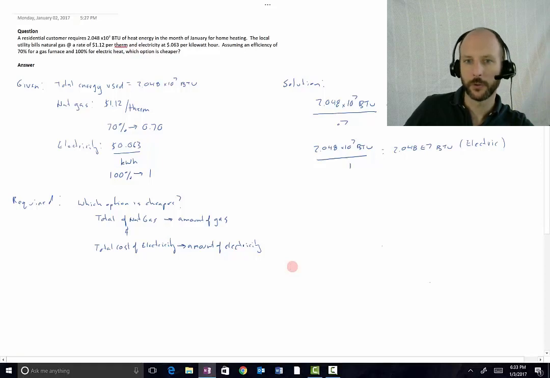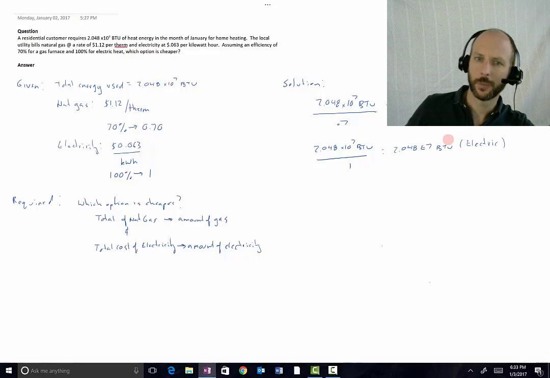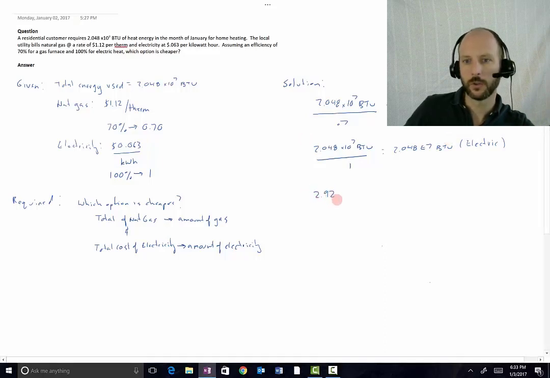So now what we have to do is figure out how much those two options cost, because we know the total BTUs of natural gas energy required and we know the total BTUs of electric energy required, but that's not what our pricing information was given in. So instead what we need to do is convert over. There's a couple ways to do this. In this problem, I'm going to convert from BTU into the unit of pricing.